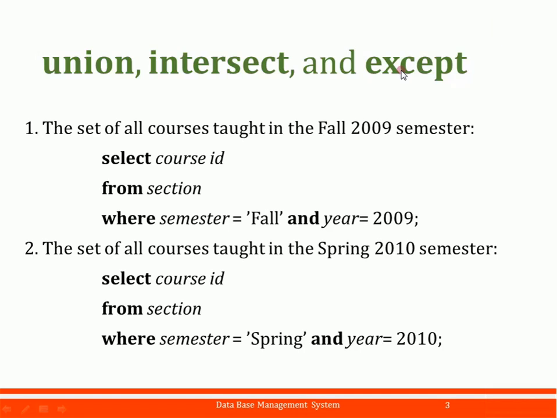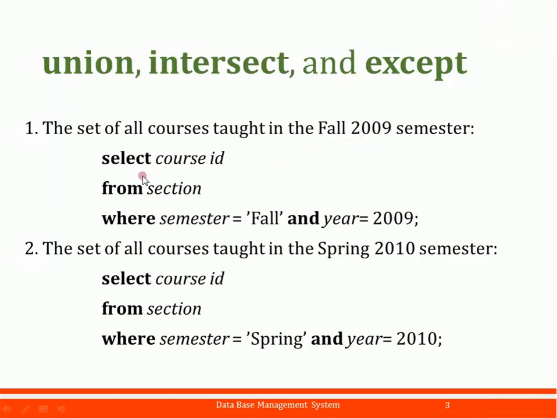So first of all, let us discuss all these things with an example. You are going to list out the set of all courses that are taught in fall 2009 semester. In several universities, they name the semesters as fall and spring, and in this query, you are going to write a query that selects all the courses which have been taught in that particular semester, that is fall 2009. So you have to find the tuples that are in the fall semester in the 2009 year.